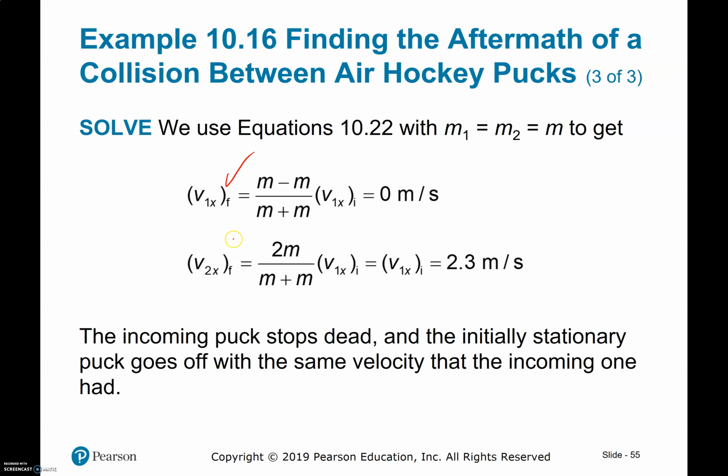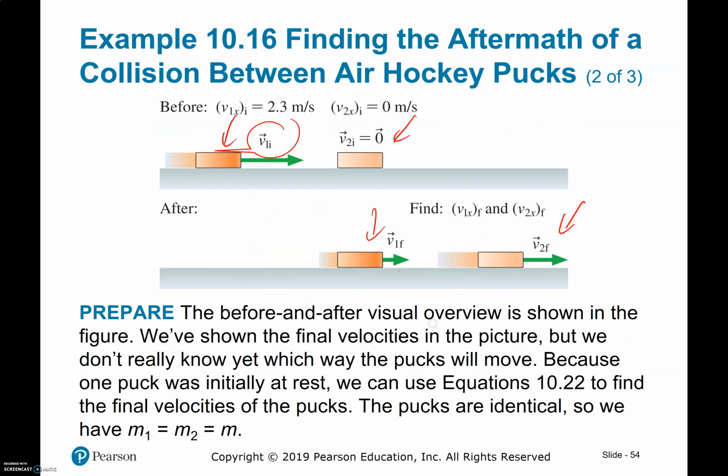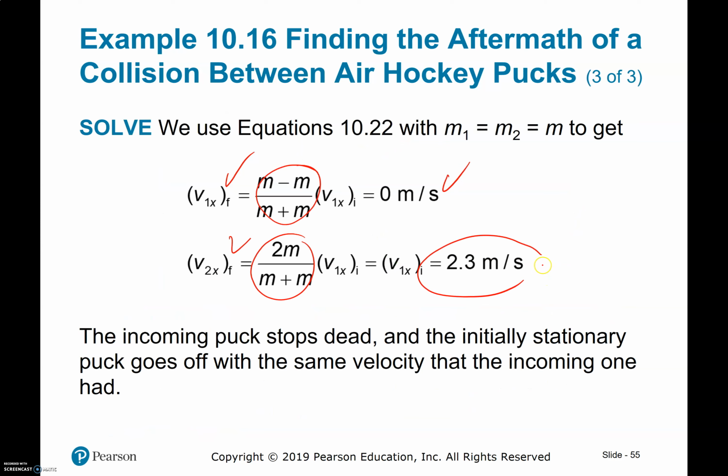So we have the initial velocity, the final velocity of puck 1, the final velocity of puck 2. This is going to be 0 because it's the same masses, and this is going to be twice the initial velocity. So basically, this guy was coming at this at 2.3 meters per second. This is at 0, so this is going to collide here. This is going to stay put here, right? And the other one is just going to go. And the velocity of the second one is going to be 2.3 meters per second.